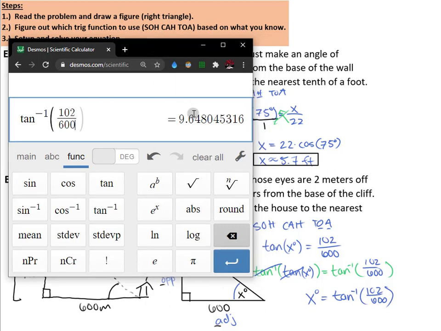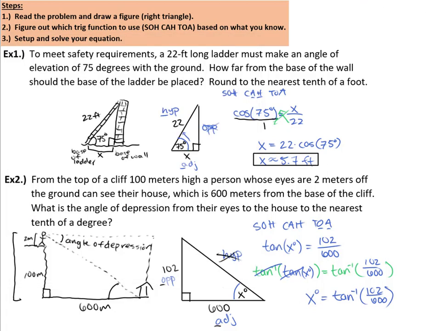So we're going to one decimal place. This 4, the next digit out, means we do not need to round up, and so we're going to leave it at 9.6. Wow, very, very thin angle there. 9.6 degrees. X is about 9.6 degrees. So that is our angle of depression.